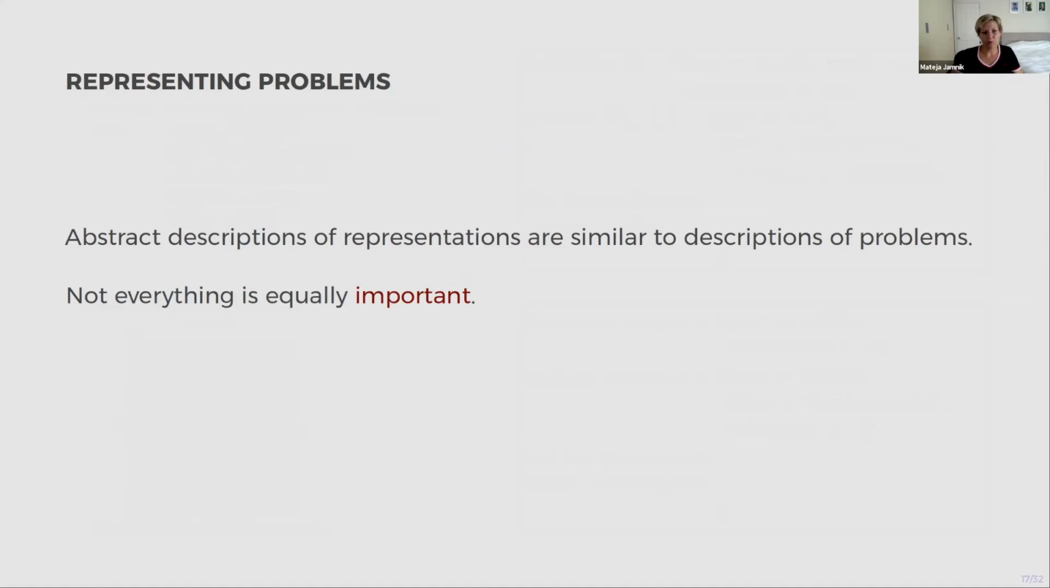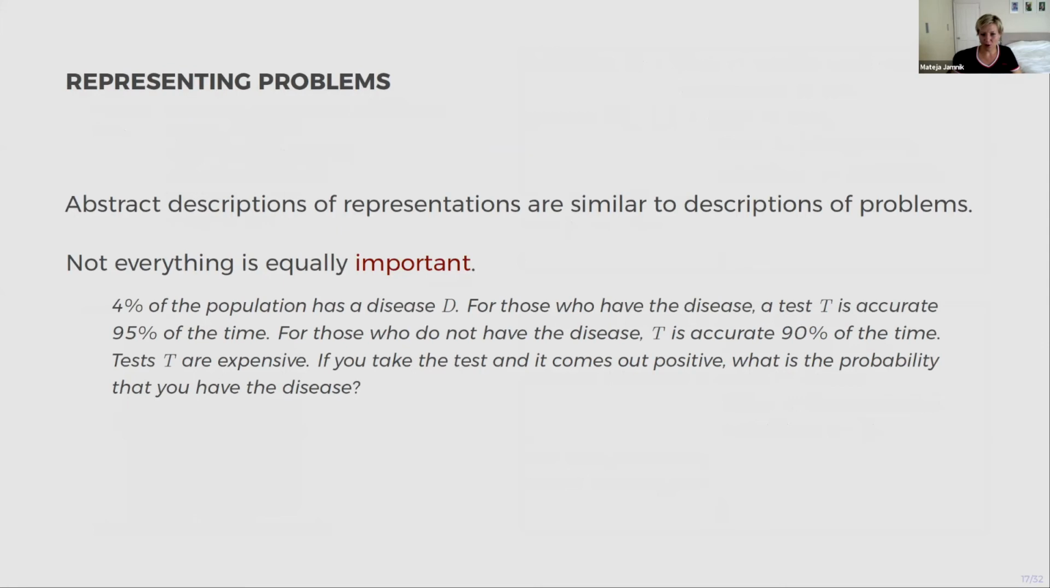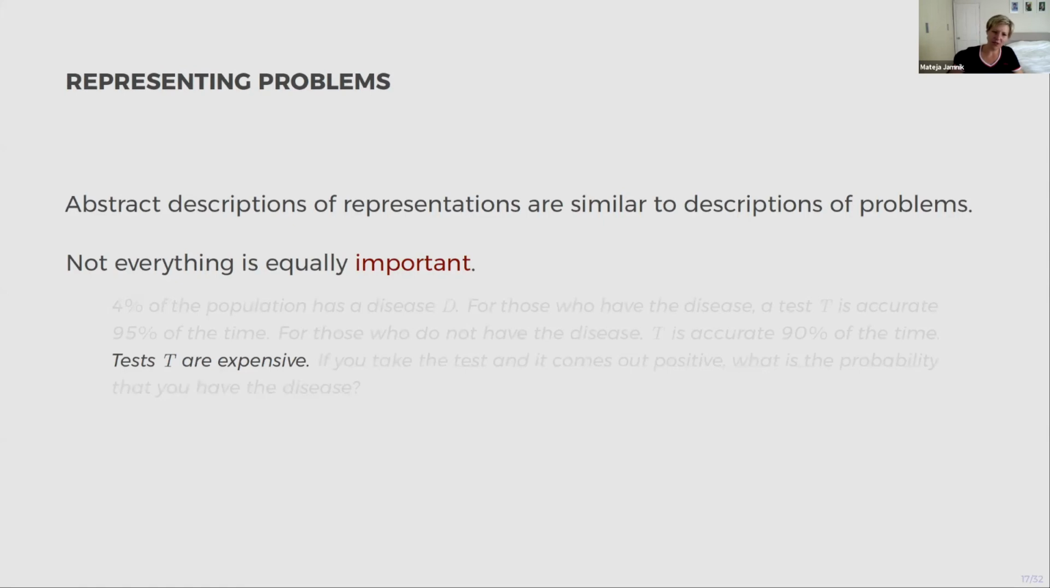So similarly for problems, they are described using this language in a similar way that the representational systems are, but they have additional things. So they have features that are problem specific. For example, some very observant amongst you will have noticed that my problem has given me a very funny fact, which I did not need to use in any of my solutions. Basically, the tests T are really expensive, and that's not an important component of the representation of this problem.